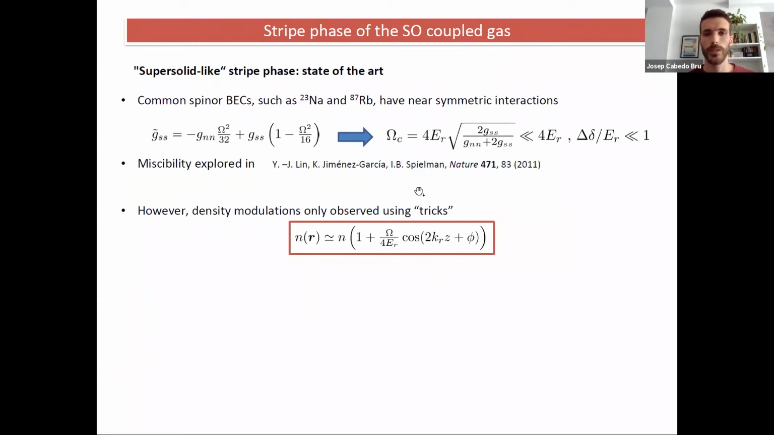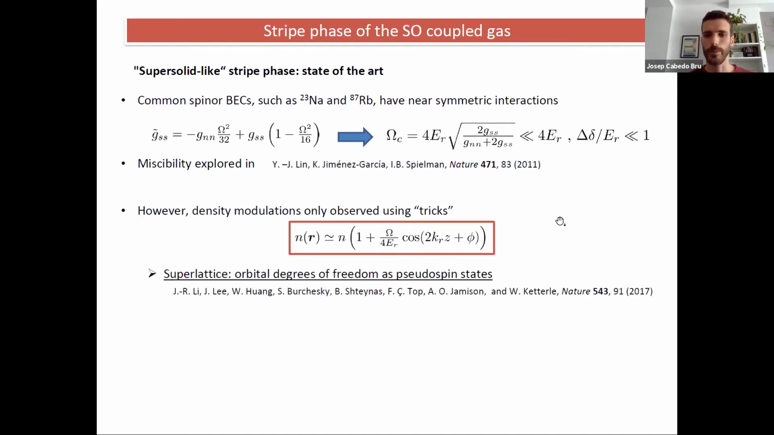But still, the supersolid properties will be related to these density modulations, which are actually still harder to observe, mainly because they only occur for coupling strength below the critical value. And so their amplitude normally is very, very small. Still, it has been observed in experiments using some tricks. The tricks are basically focused on enlarging this region of stability.